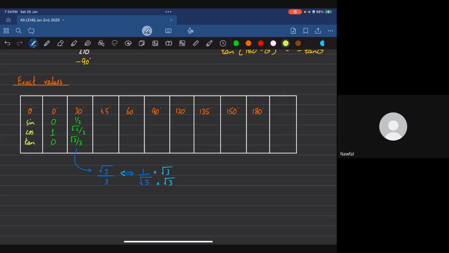Okay. Sine 45 is again... Now this is what I like about this. Now the values are going to repeat. Sine 45 is under root 2 over 2. Cos 45 is not going to be half. Cos 45 is also going to have the same answer. Apologies. And tan is going to go 1.